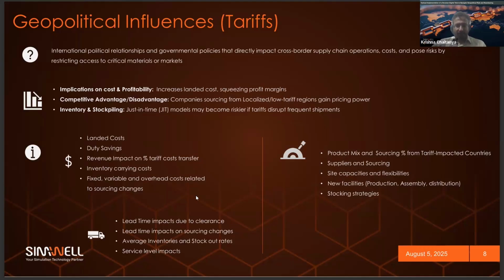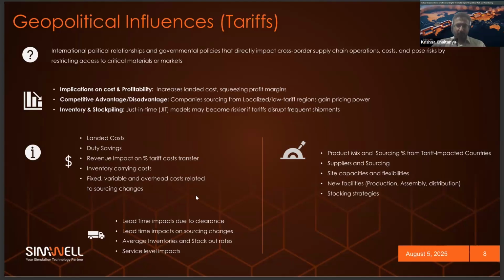The companies which have already taken the initiative of regionalization will have more pricing power. Even though at some places the cost might be high, they'll have higher pricing power, because there is a huge percentage of tariffs nowadays which are increasing the final price for customers. And proven inventory models like just in time may not be the right approaches given the way tariffs are disrupting the global economies.